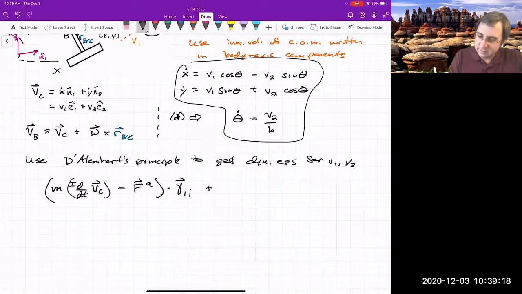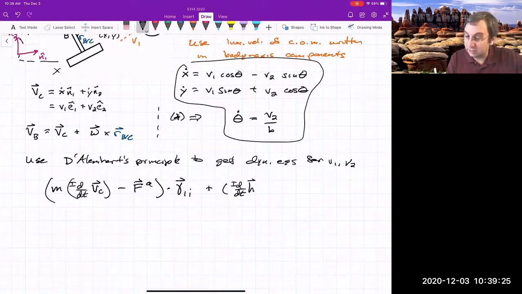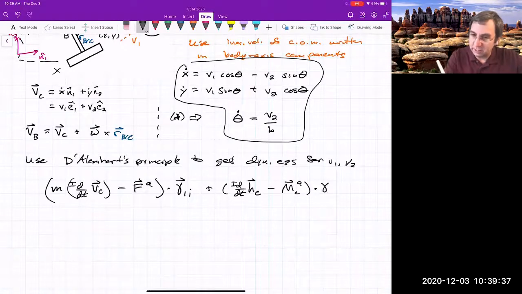Plus, you would need to write the inertial derivative of the angular momentum about the center of mass minus any applied force about the center of mass, dotted with beta. The first index just means we have one body, and then the second index is the quasi-velocity.